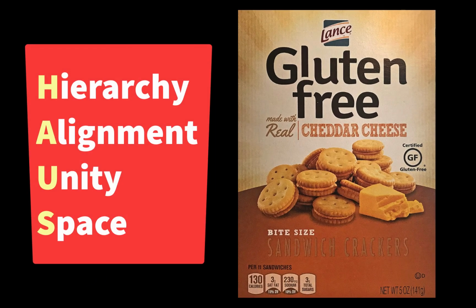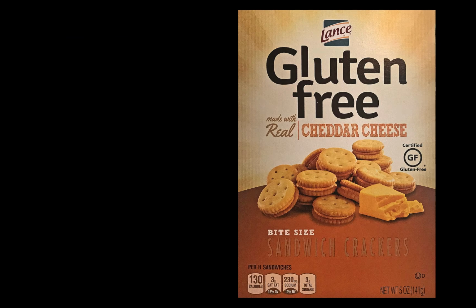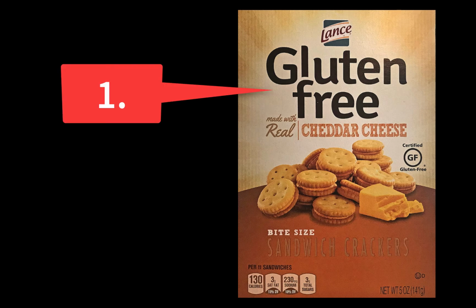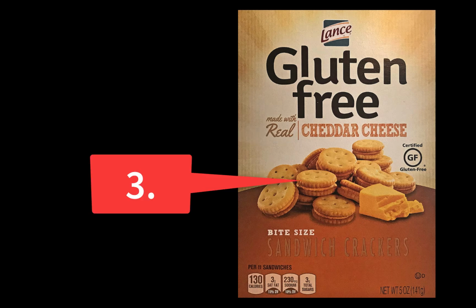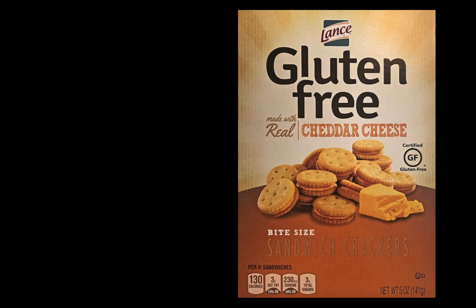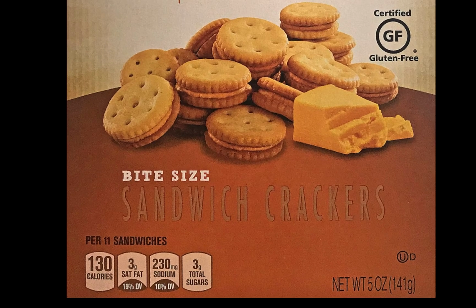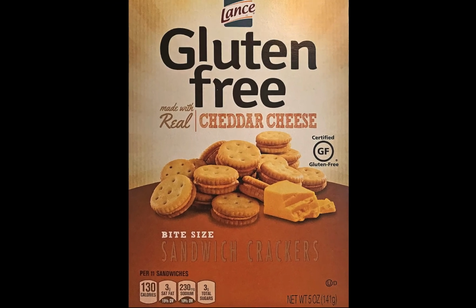If we look at HAUS, H-A-U-S, and we talk about hierarchy, what's the most important thing here? Well, based on it, you could see the gluten-free is number 1. Cheddar cheese, I guess, is kind of number 2. And the crackers are kind of number 3. Although it's hard to tell because they're all kind of grouped together. But we know gluten-free is number 1. Cheddar cheese and the actual crackers themselves are like number 2. And the logo is kind of next, and bite-sized sandwich crackers at the bottom you could barely read it. They put it in a light brown over a dark brown. It's very hard to read, so that's obviously not very important. So in terms of hierarchy, gluten-free is number 1. That's all you need to know here.